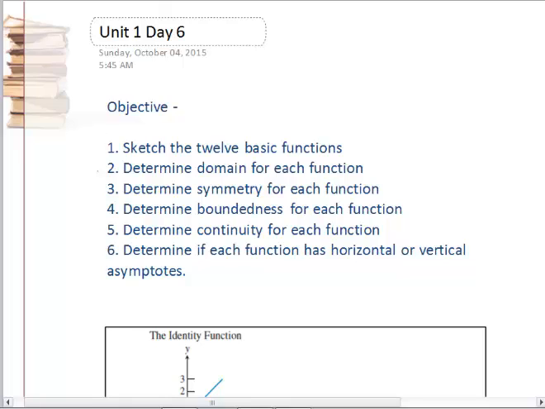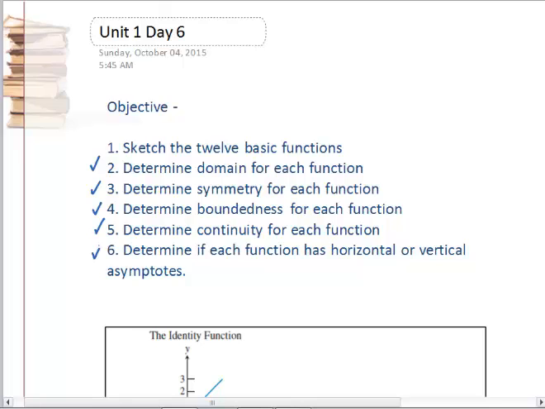Now when you see the 12 basic functions, you need to be able to graph or sketch them on a basis so that you understand what the function looks like and you can answer the following questions. From your sketch, can you determine the domain for each function? If the function has symmetry, odd or even or neither, can you discuss boundedness for that function? Can you discuss the continuity of that function, for instance, does it have a removable or infinite discontinuity, or maybe a jump discontinuity? And can you determine for that function if you have horizontal or vertical asymptotes?